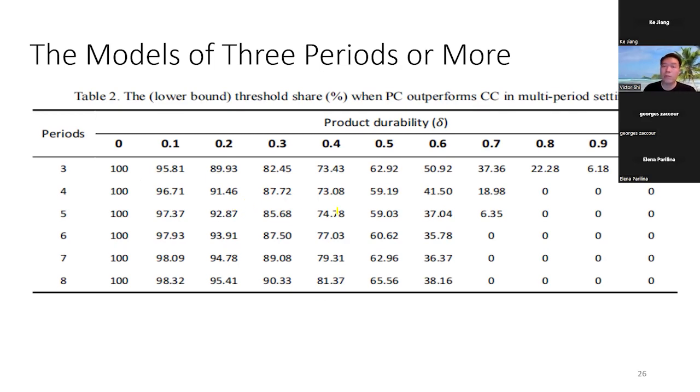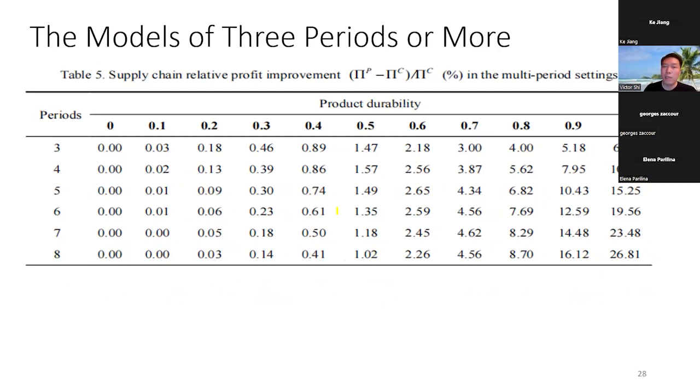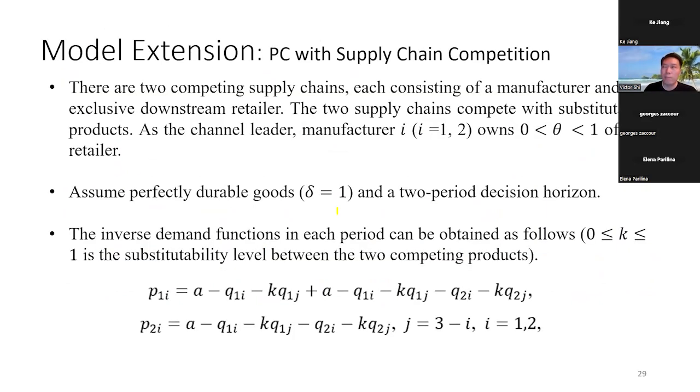But basically, they show that if you increase the decision horizon length, then the threshold ownership share and the optimal ownership share level are going to look more and more realistic. So for example, if the number of periods is say 6, then as long as the manufacturer owns say 10% of the retailer, then PC will be better than complete centralization.